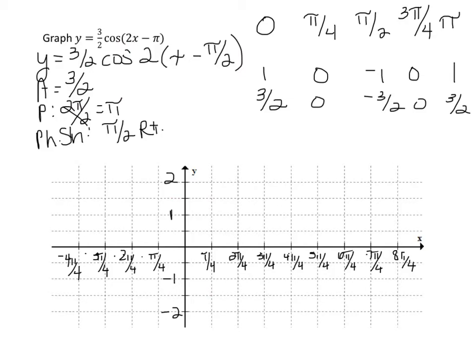So at 0, I'm at 3/2, pi over 4, 2 pi over 4. And I repeat my pattern. And I also repeat it backwards. And I can connect my points.